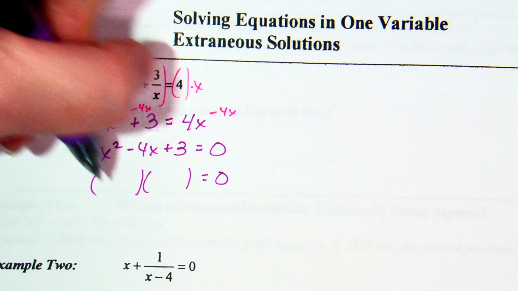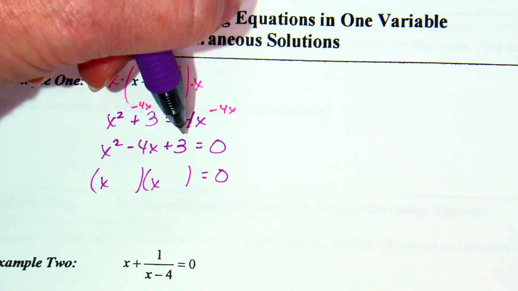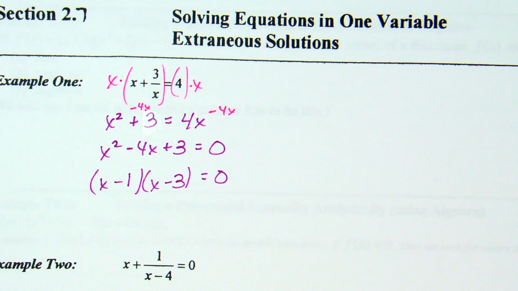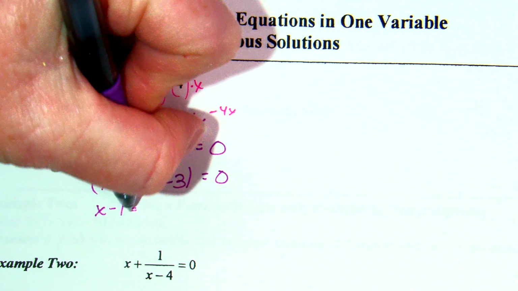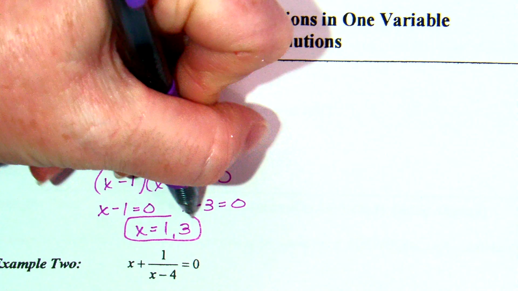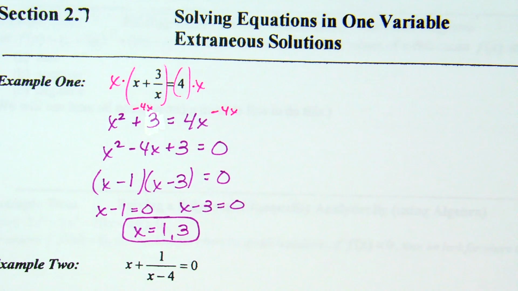Okay. So, x squared is x and x. What multiplies to be 3 and adds to be negative 4? Minus 1 minus 3. What do I do with each of those pieces? Set them equal to 0. X minus 1 equals 0. X minus 3 equals 0. What do we get when we solve? 1 and 3. Okay.